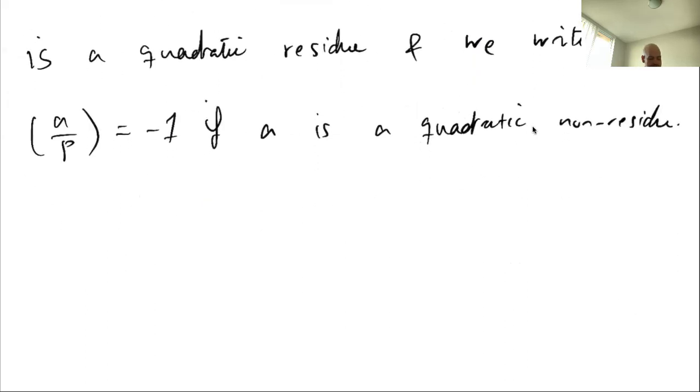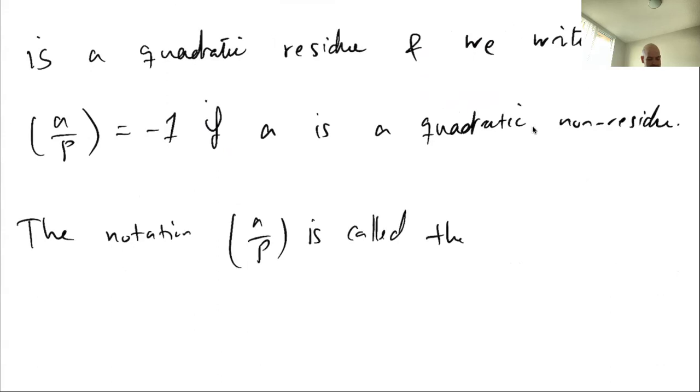So the notation a over p is called the Legendre symbol. It's not an actual fraction. It's just a notation.